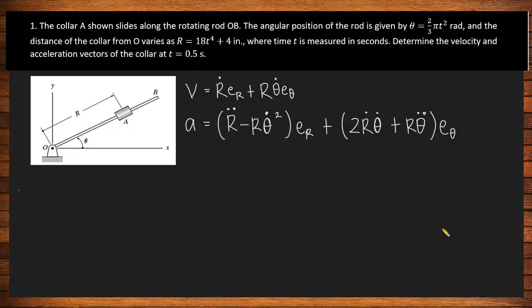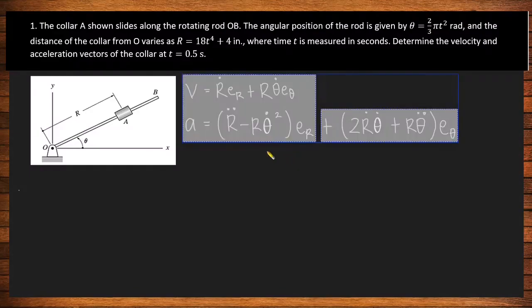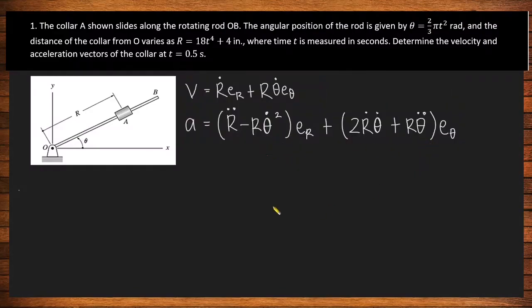The given coordinates of the collar are polar coordinates. Therefore, it will be very wise to also analyze this motion using the polar coordinate system. So we start our solution by first determining the values of the polar coordinates of our collar A and their first two time derivatives at t equal to 0.5 seconds.